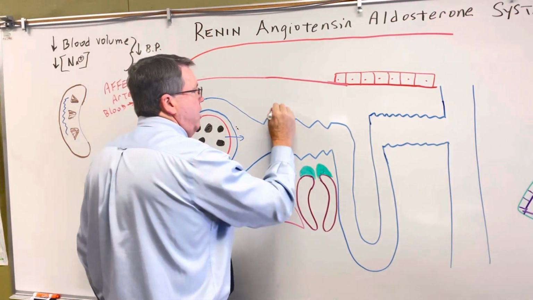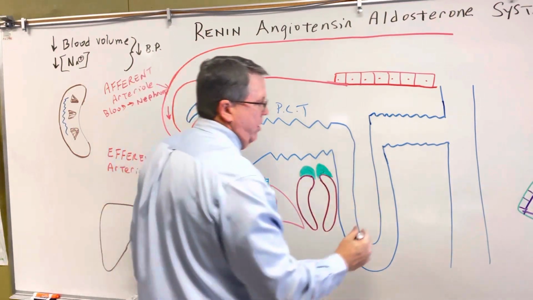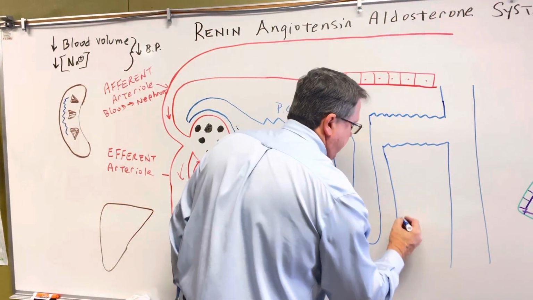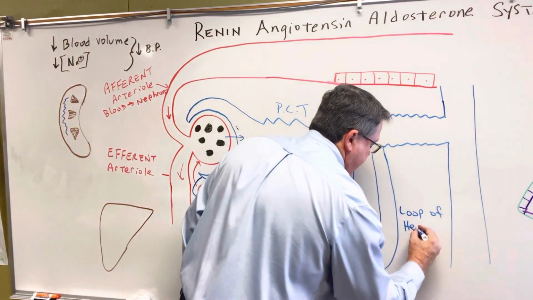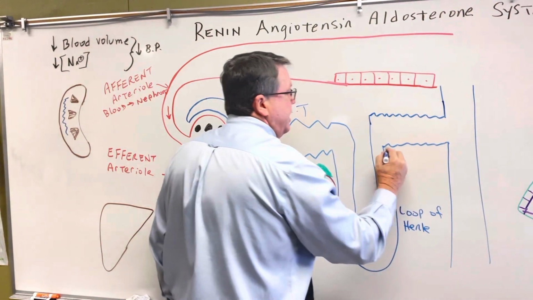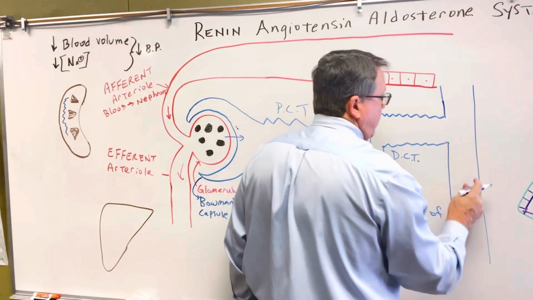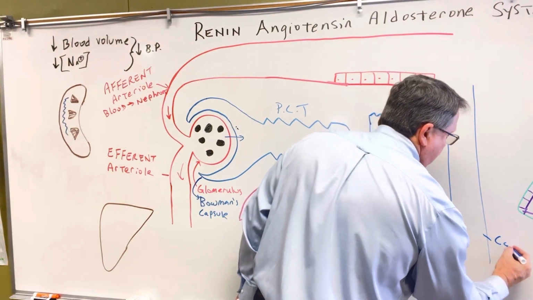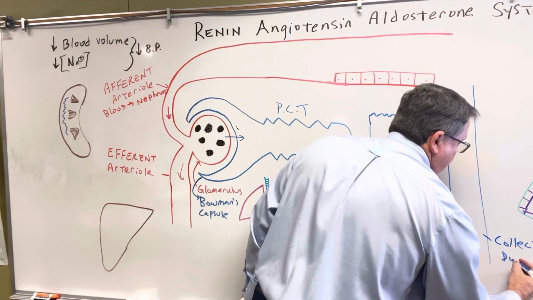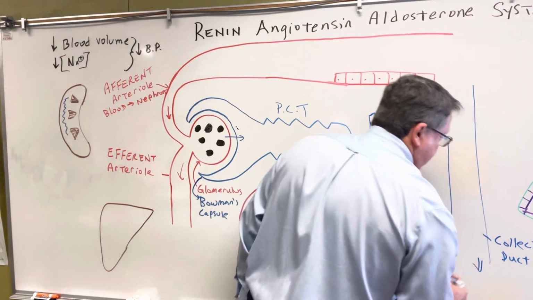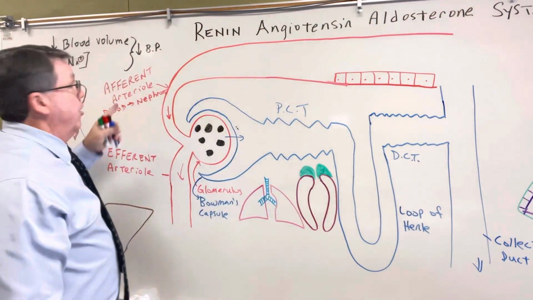This part here is going to be the proximal convoluted tubule. This here, which we said makes up most of the renal pyramid, is going to be called our loop of Henle. Then we have the distal convoluted tubule, and whatever comes through here is going to go into here, which is called the collecting duct. From the collecting duct, this is going to go down, and eventually whatever's in here is going to come out in our urine.